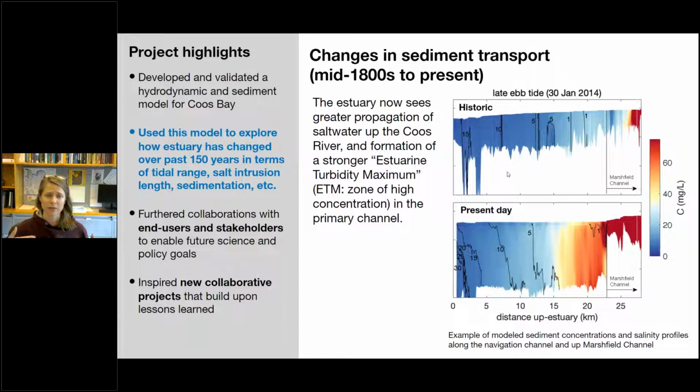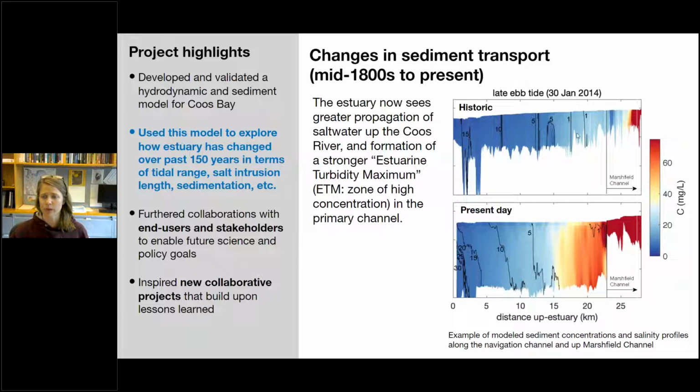We also note that in terms of the vertical structure of what's happening in the estuary, the deepening of this navigation channel means that we now have much greater salt propagation up the estuary. In these two plots, we're showing colors that show the amount of suspended sediment in the water, and then we've got these black lines that show our salinity contours. Each of these lines represents a line of constant salinity. So here we've got about 1 PSU in this middle channel.